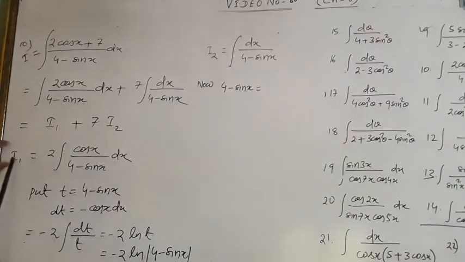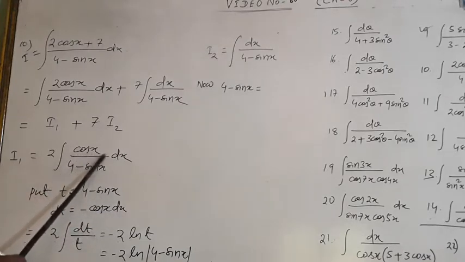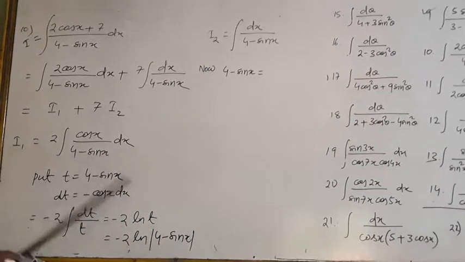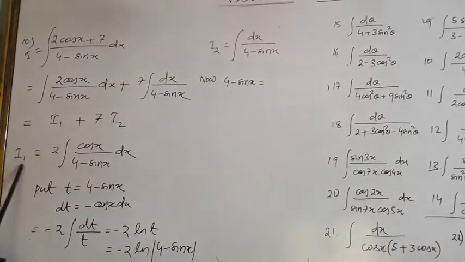Now what is I1? It is 2 cos x/(4 − sin x) dx. Look here, the denominator is sin x and the numerator is cos x. So put t equal to 4 − sin x, dt equal to the derivative of sin x, cos x, with a minus, so −cos x dx. So cos x dx is −dt. So −2 dt/t, the integral is −2 ln t, which means −2 ln(4 − sin x). Now this is your I1.